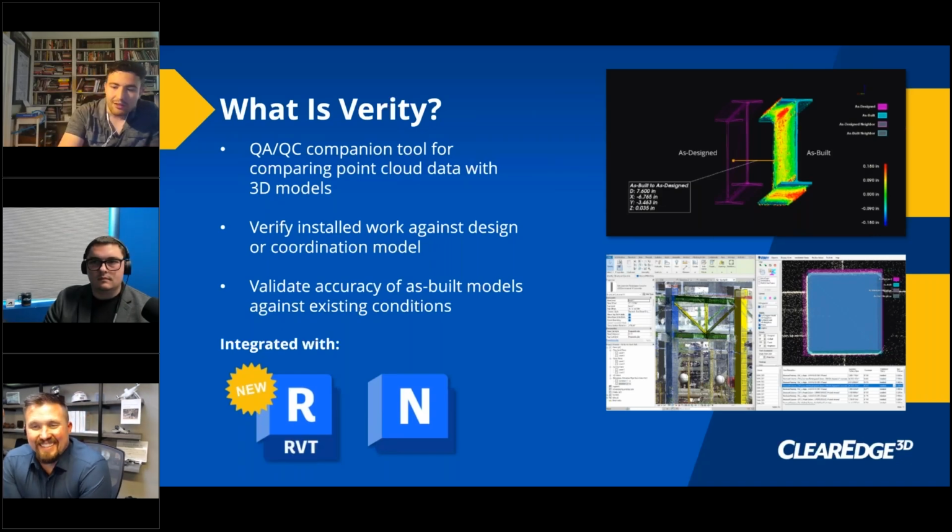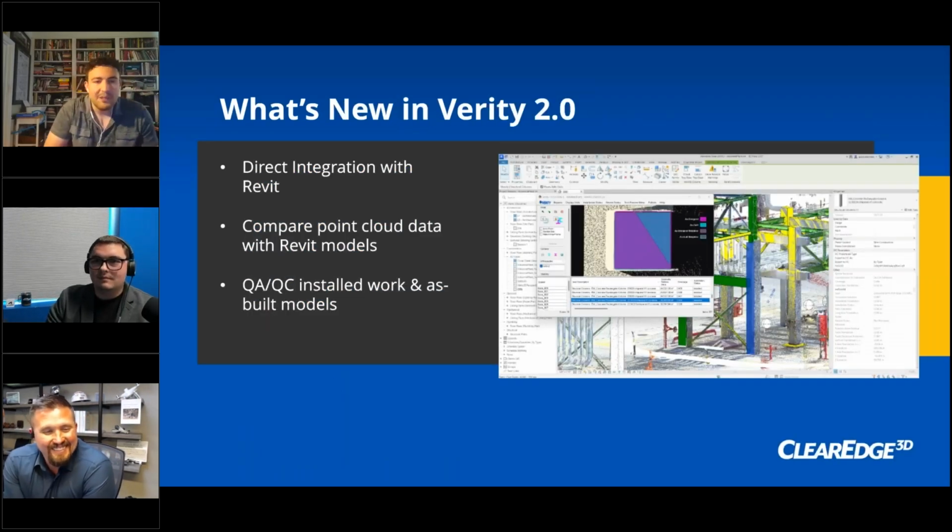So, all right, the big thing with Verity 2.0 is Revit. Previously, Verity had always been integrated into Navisworks, which was Autodesk's premier tool for clash detection and coordination. And Verity allowed us to not just compare model to model, but model to point cloud. The big thing Verity was known for was that it would actually take the geometry and move it and fit it to the as-built inside of Navisworks.